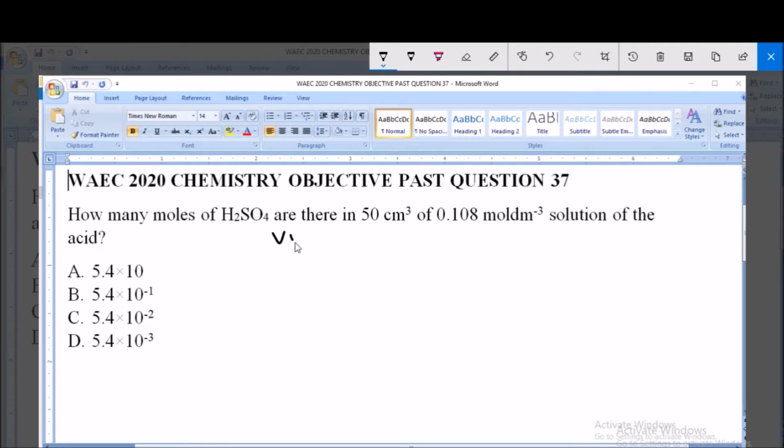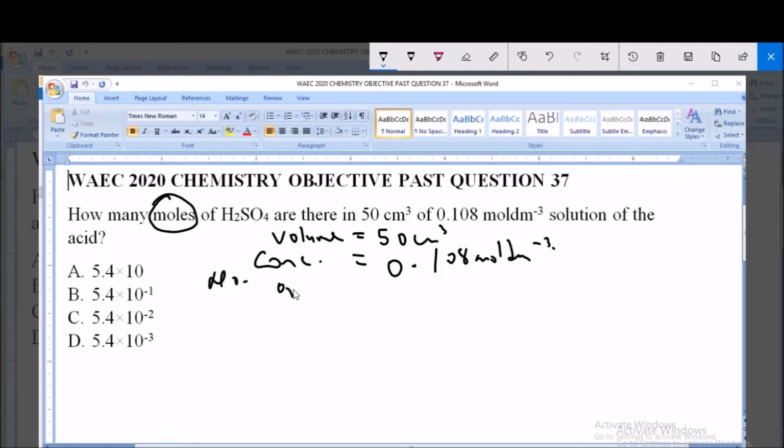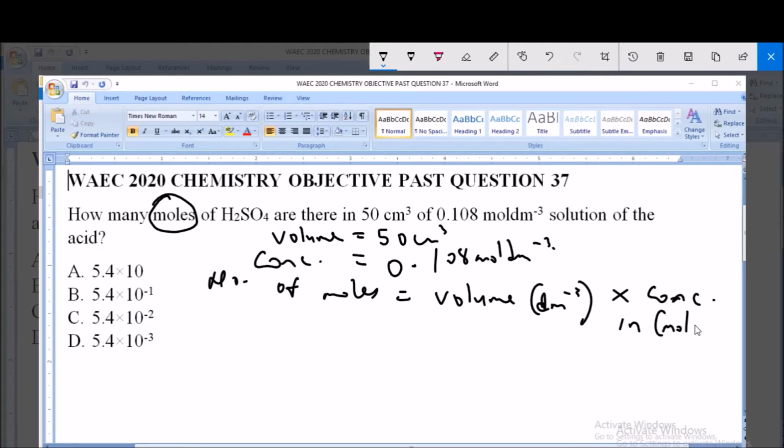So we have volume given to us as 50 cm³, and then we have concentration of the acid given to us as 0.108 moles per dm³, and now we are asked to calculate the number of moles. So when you are given volume and concentration, to get number of moles, all you have to do is volume in dm³ times concentration in moles per dm³. So this will give you the number of moles of that compound.